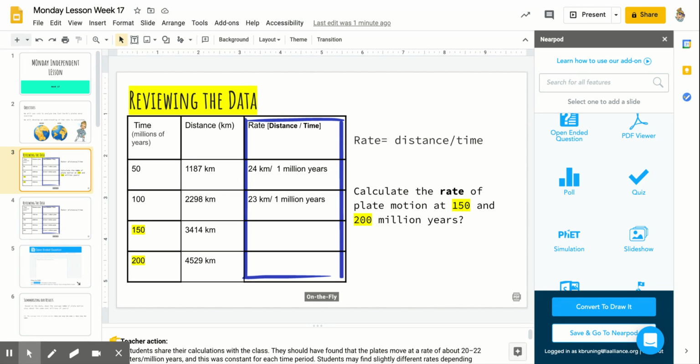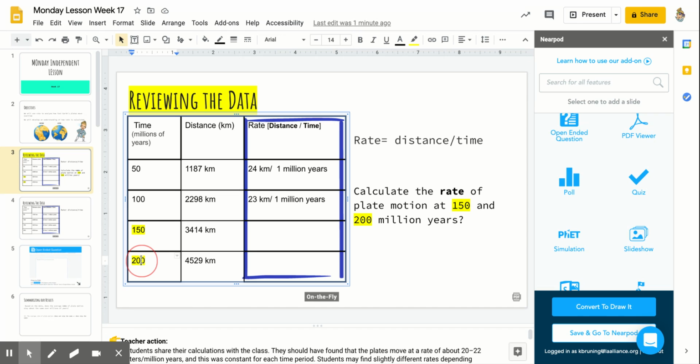If you remember, we took a look at our simulation and we calculated the distance the plates moved at 50 million years, 100 million years, 150 million years, and then 200 million years. So we have the distances we calculated here. The distances might look a little different for each class, but overall they're pretty close. So feel free to use the data that you have in your notebook, or if you don't have that data, you can use the data that I provided here.